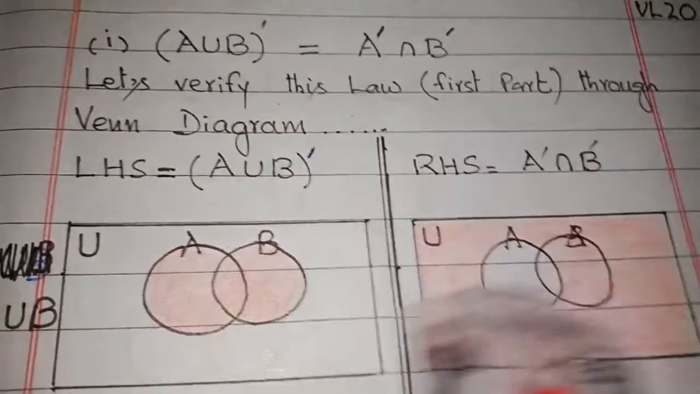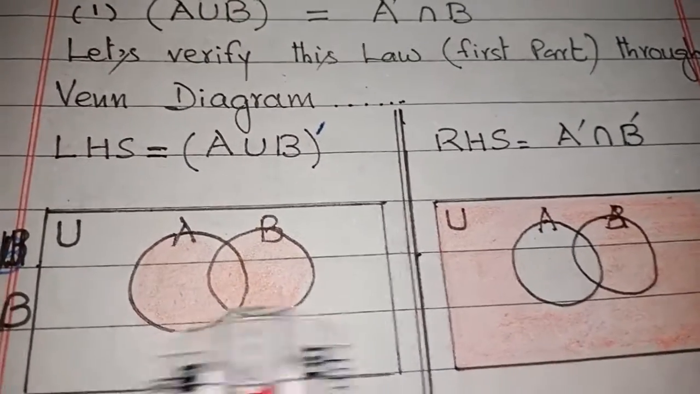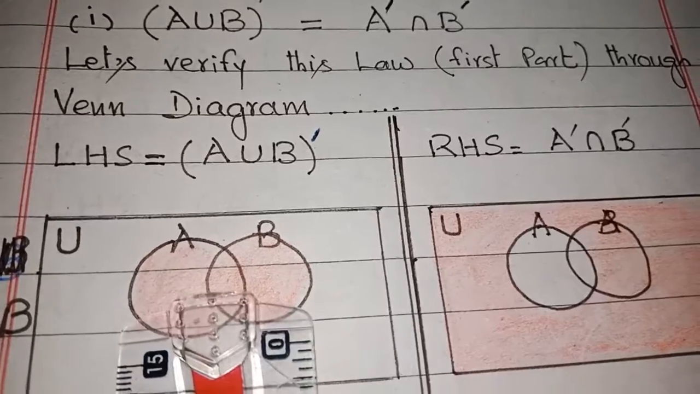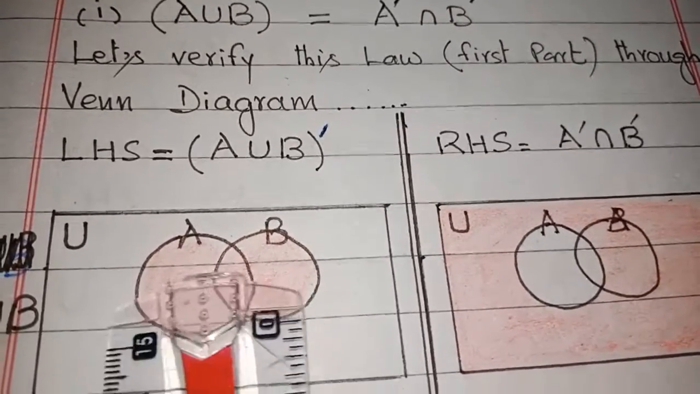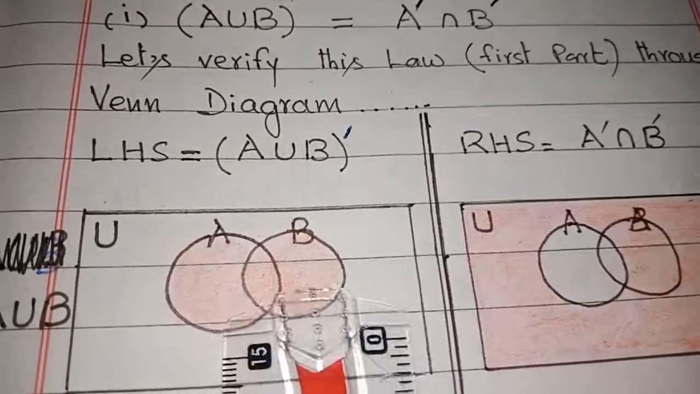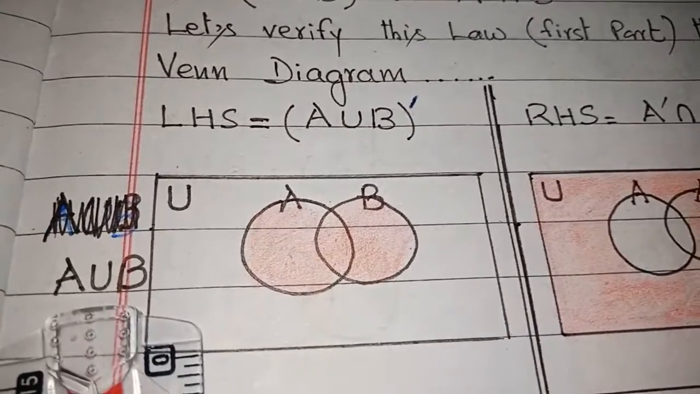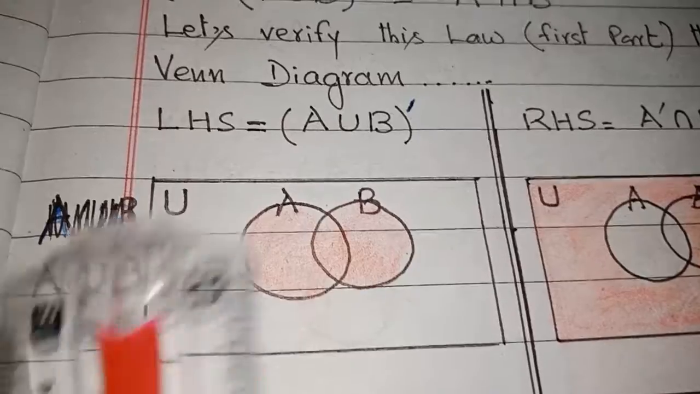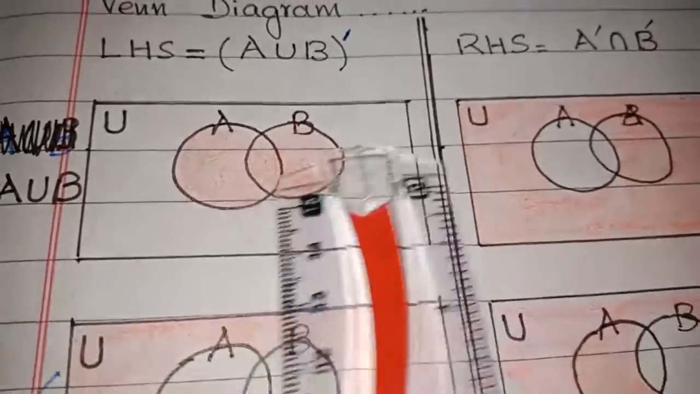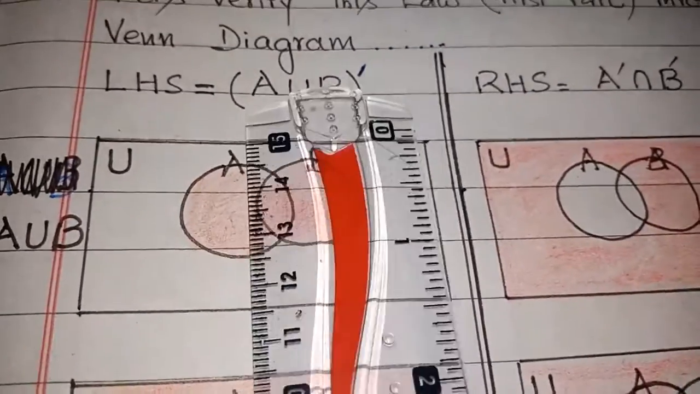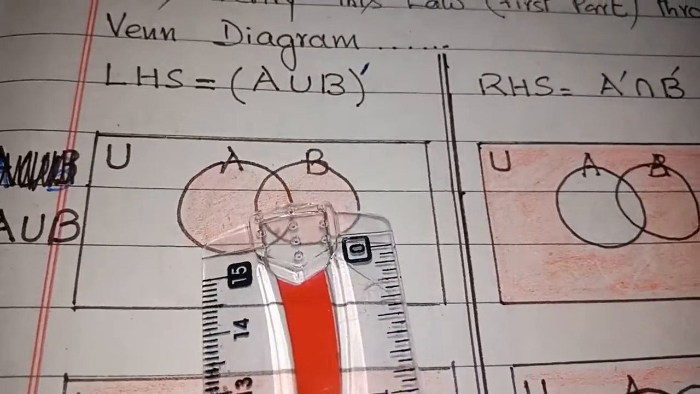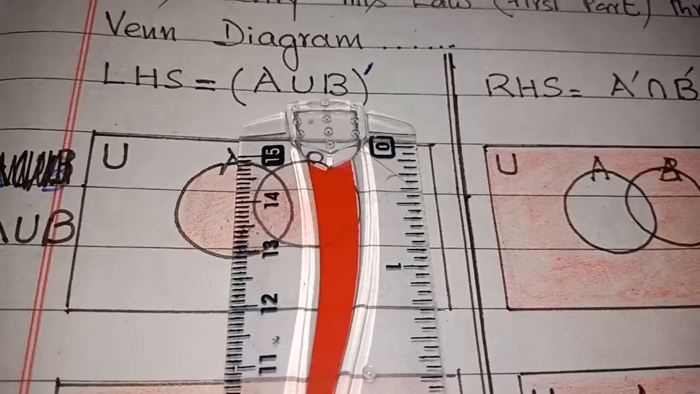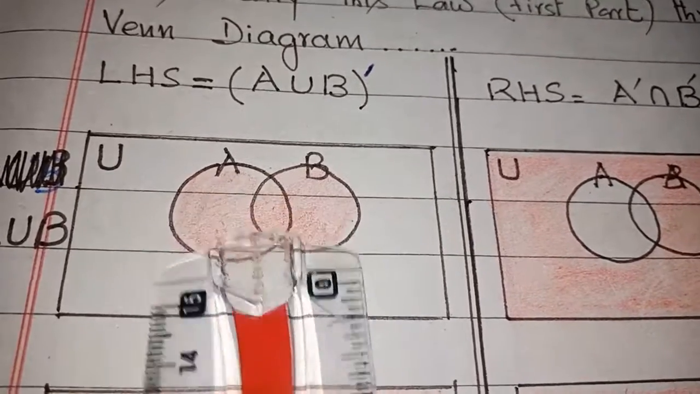We have already discussed in detail how to represent the union of two sets, and it's a very simple thing. You only need to color the whole of circle A and the whole of circle B, and this is the representation of A union B, and this is the first part of this representation.